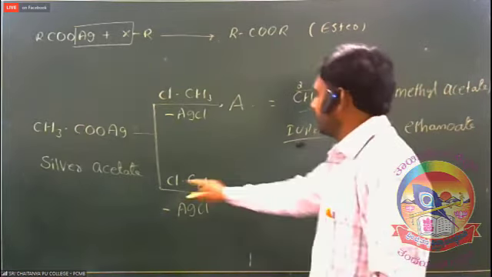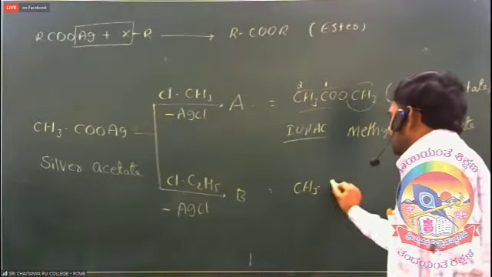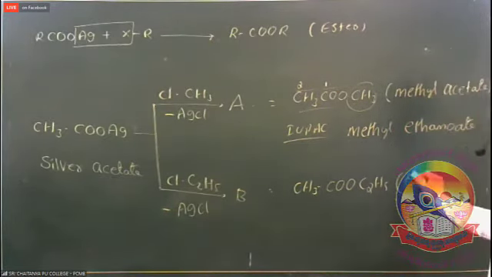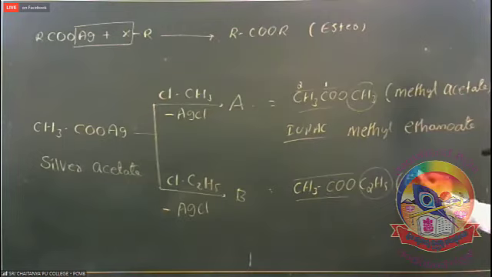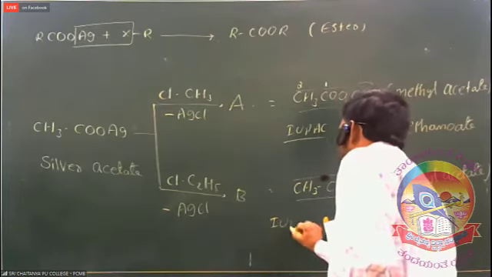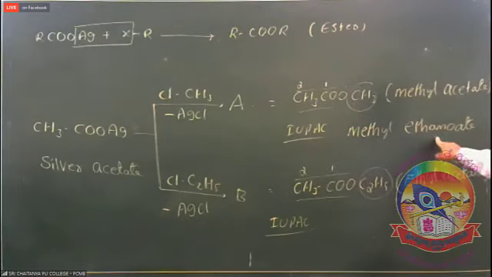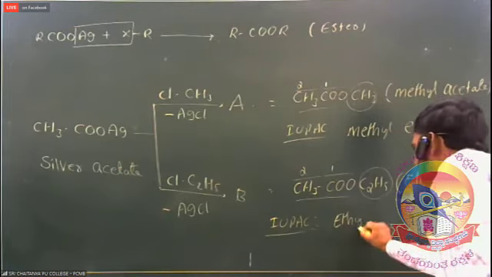What is B? Ag and Cl, AgCl is eliminated. It is CH3COO attached to C2H5. Acetate is attached with the ethyl group, so the common name is ethyl acetate. What is the IUPAC name of B? It is ethyl ethanoate.